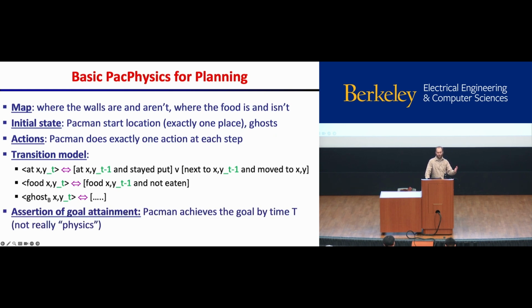And we have an assertion, this is not really physics, but we have an assertion that the goal is attained by time t. So what must be true? What is the implication of that? What must have happened in the interim?